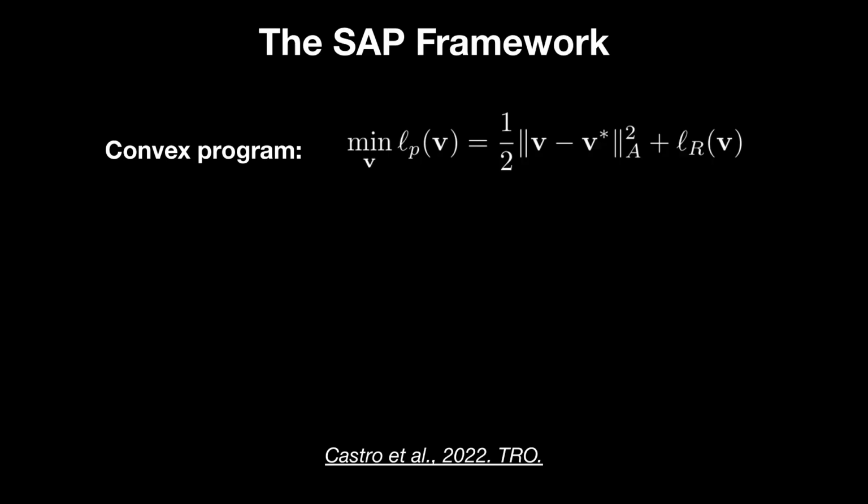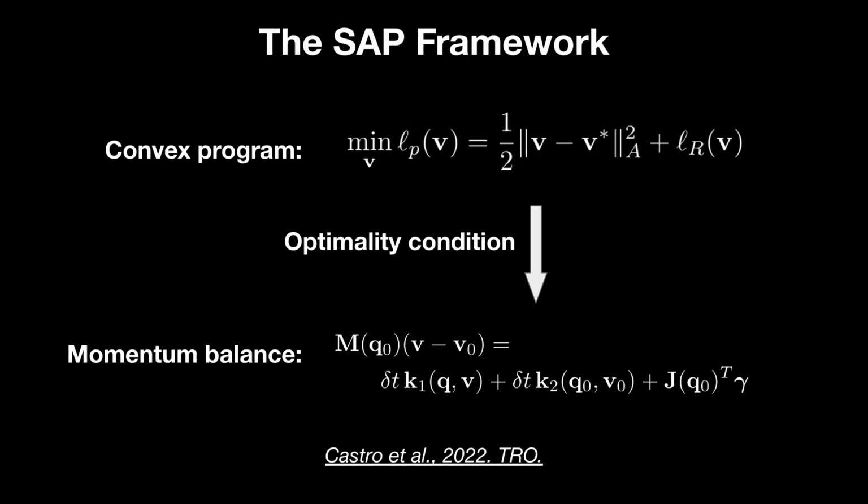Building on our previous work, we frame this as an unconstrained convex optimization problem for the velocities of the system. The optimality condition here enforces momentum balance using a stable symplectic scheme. Our framework allows for custom convex costs to approximate various frictional contact models.